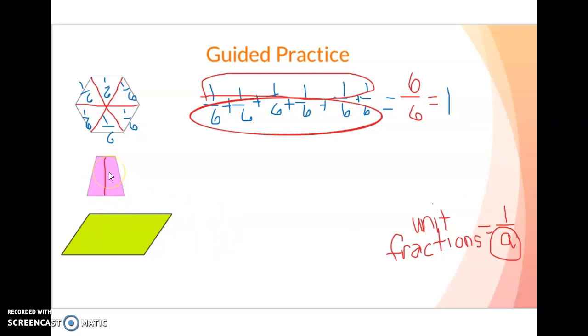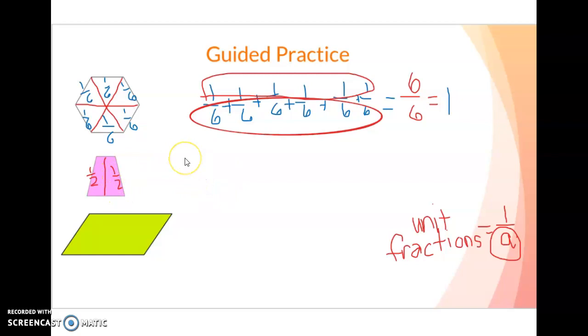Okay, so now we have partitioned our trapezoid into 2 parts, and even though my line is a little bit wiggly, that's okay. You know that if it was a perfect line, each part will have the same, it will be equal parts. So the unit fraction for this side of my shape is 1/2, and for the other part it is 1/2.